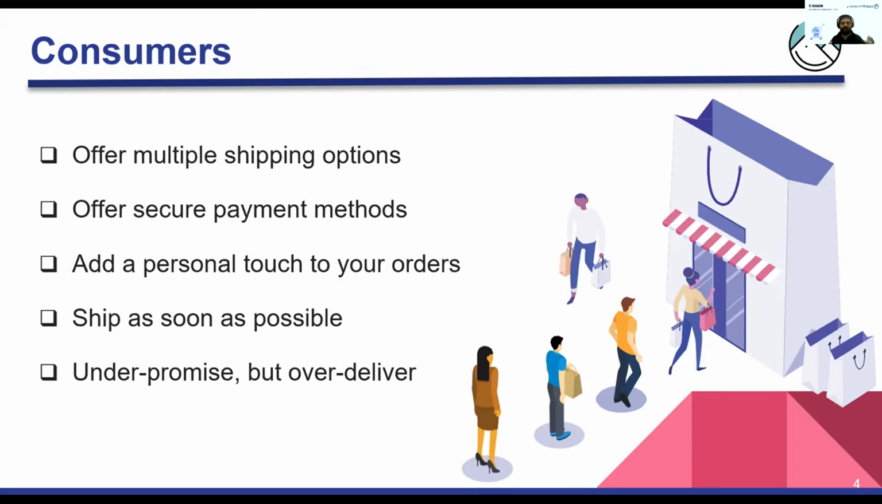Under promise, but over deliver. This is a great saying. On your website, you can always say, to be on the safer side, that it can take 2 to 4 days to deliver the items. But in actual, if it is taking you less than 2 days, go ahead, start the process and deliver the items. That way the customer will always have great feedback for you.